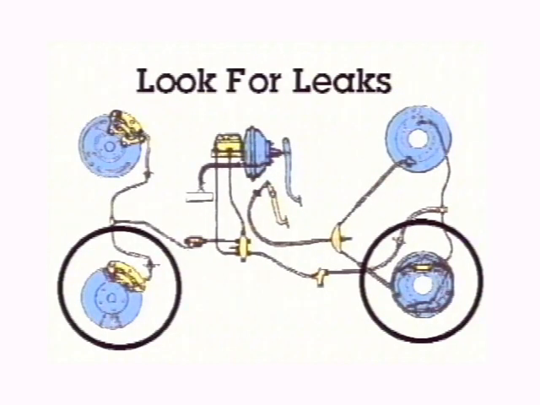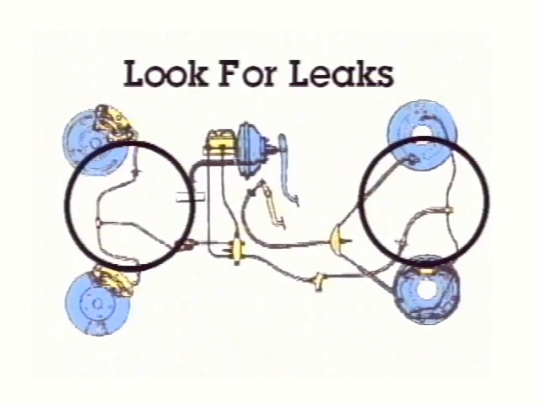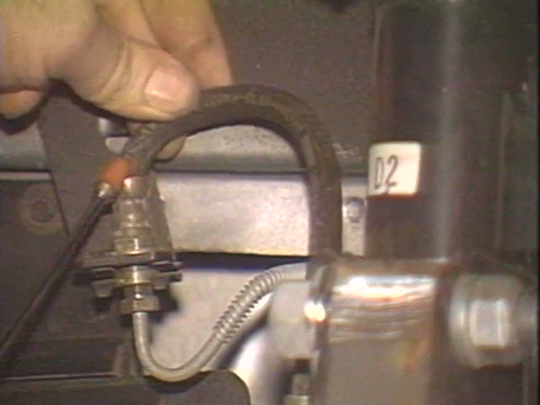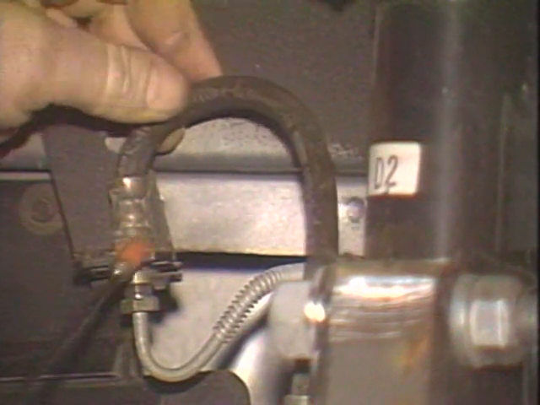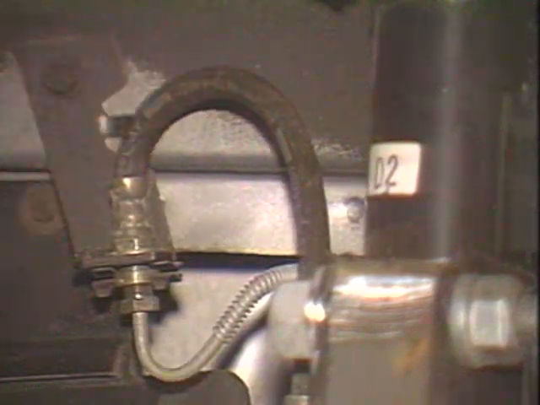Then, inspect around major components for signs of leakage. Look for wetness or dark brake fluid areas around the caliper pistons. Check around brake hoses and lines which can deteriorate and leak after prolonged use. Wiggle hoses and check them right next to crimp fittings. Any sign of darkness or wetness indicates leakage.